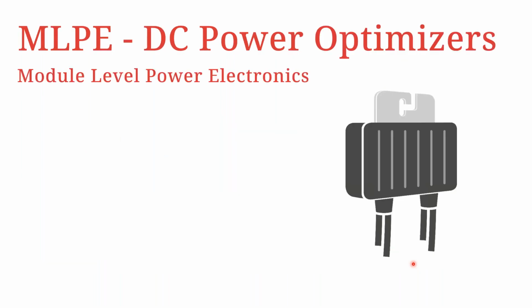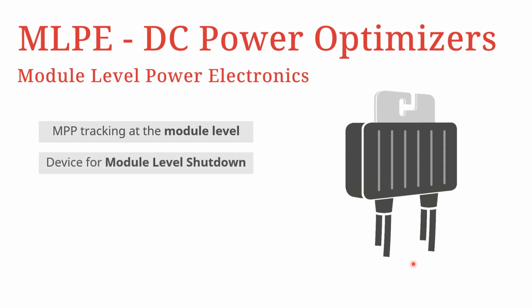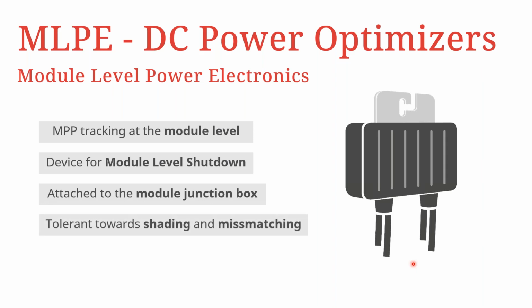So MLPEs can actually come in the form of DC power optimizers. So what are DC power optimizers? They are basically an electronic device that's connected at the module level to aid maximum power point tracking. It's also a device that is used to implement module level shutdown for regions or countries that have this as a normative order. It is usually attached to the module junction box, so basically attached to every single module, and it gives great tolerance towards shading and mismatching.